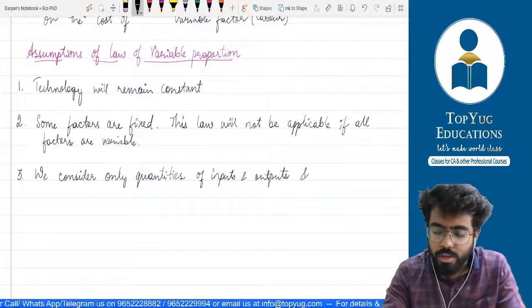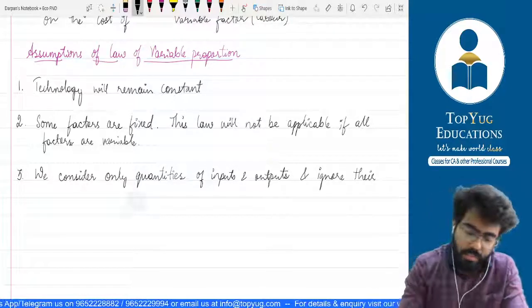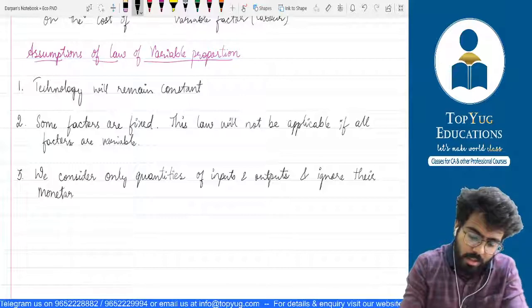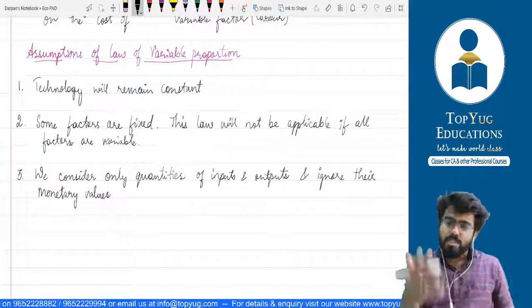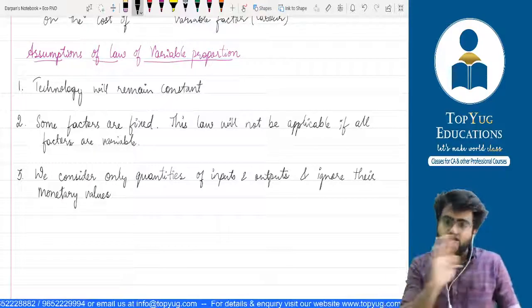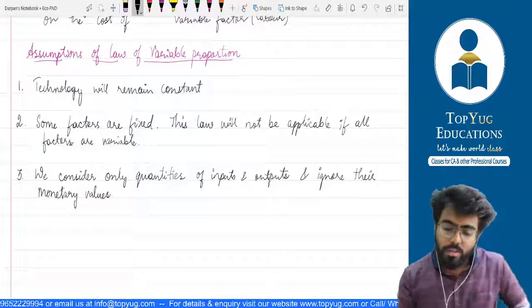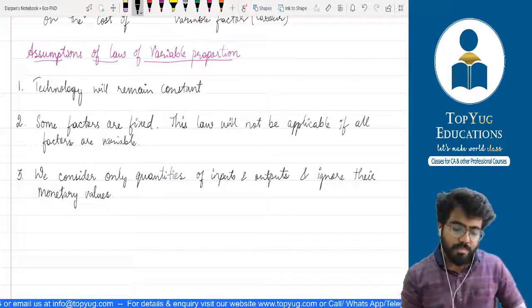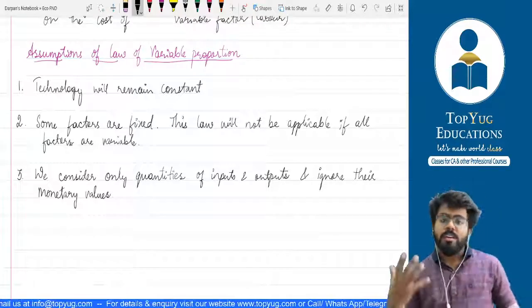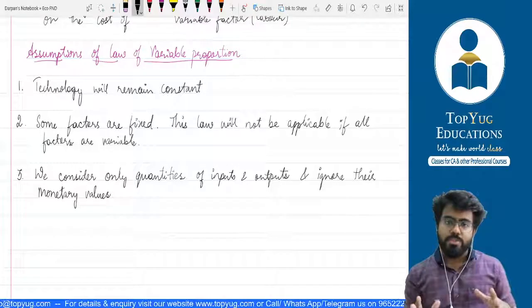And ignore their monetary values. We are not concerned about what is the price of the good, what is the cost of the labor. No, we are only seeing the quantities. So we consider only quantities of inputs and outputs and ignore their monetary values. Okay? So these are the assumptions of the law of variable proportion. So we finished the law of variable proportion.